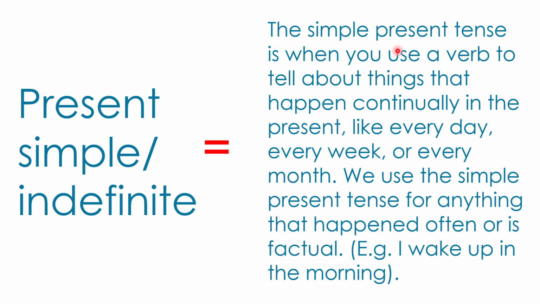So, the simple present tense is when you use a verb to tell about things that happen regularly in the present, like every day, every week, or every month. So, for example, I wake up in the morning. I brush my teeth in the morning and in the night. I eat lunch.